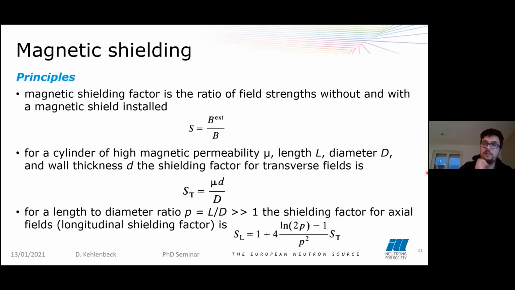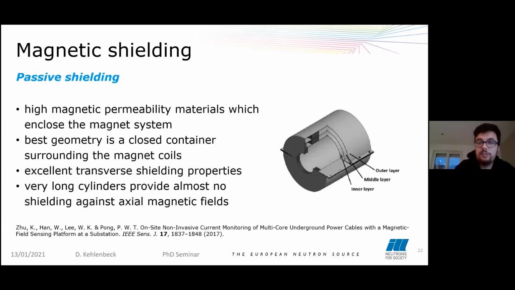So in general, we have three different ways for shielding magnets or magnetic fields. We have the passive shielding, the active shielding, and the shielding via superconductivity. So I want to start with the passive shielding. For the passive shielding, materials are used with a high magnetic permeability, which enclose the magnet system. The best geometry is a closed container surrounding the magnet coils.